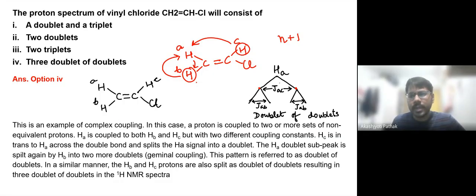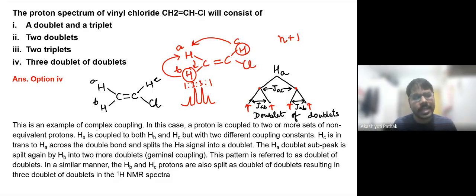So proton A is being split by proton C into a doublet, and this splitting is again split by proton B. So you again get JAB. In the end you have four different peaks, so it will look like this, with intensity ratio 1:3:3:1. If we look at the intensity, the middle two peaks will have a higher intensity than the peripheral peaks. So we will get a doublet of doublets.